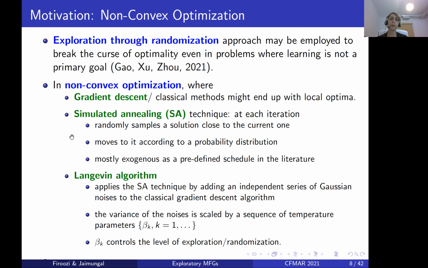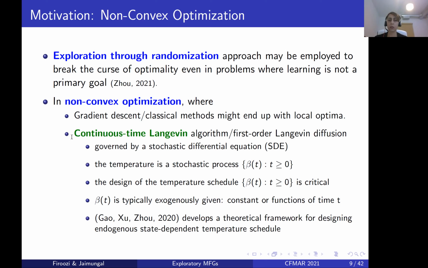And this probability distribution in most of the literature is exogenous. So it's like a predefined schedule. In the Langevin algorithm, an independent series of Gaussian noises are added to the classical gradient descent algorithm. And the variance of these noise processes is scaled by a sequence of parameters which are called temperature parameters. So in fact, these temperature parameters determine the level of exploration or the randomization in the problem. So the design of this temperature parameter becomes very important. And again, in most cases, this temperature is just a constant or is a function of time. So it has been designed exogenously.